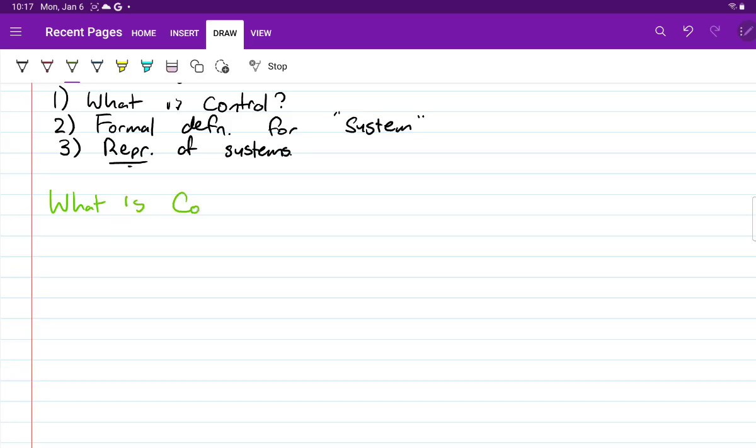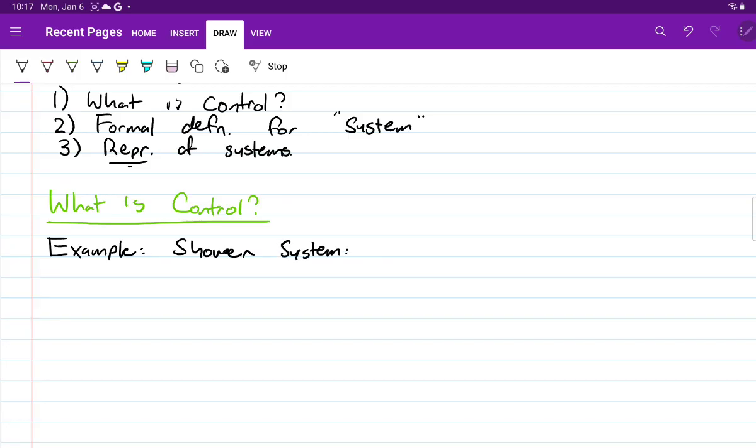What is control? For some of you, this might be your first course in control. Maybe you saw it was interesting in the course catalog and you decided to pick it up. What we're going to do here is get a rough feel for what control actually is with a very basic example. So let's consider an example of a shower system.